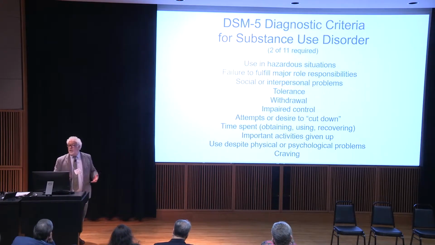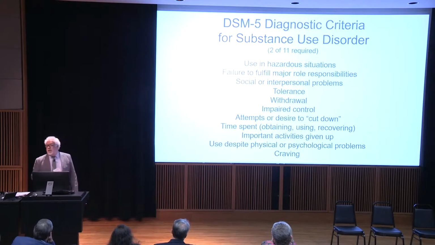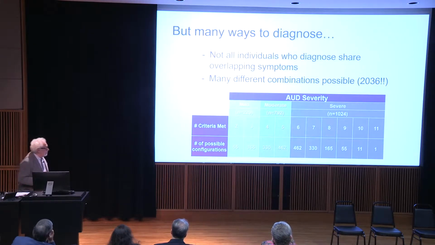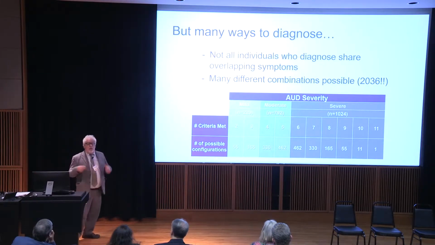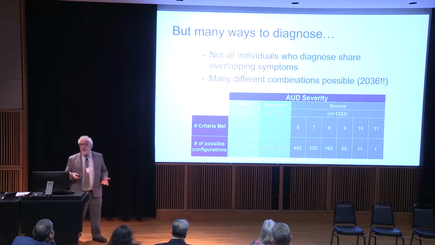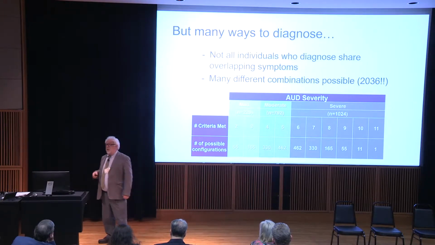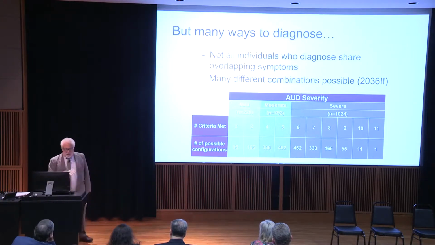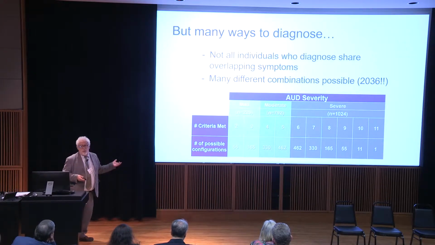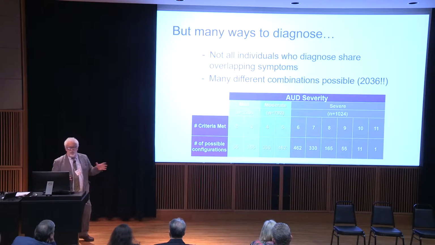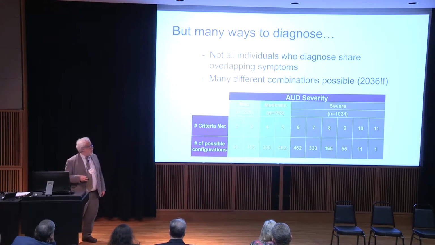It's not to say it doesn't work or it's not meaningful, but within the current DSM-5 classification, two of 11 of these symptoms are required. I just want you to think this through a little bit. It means that with the current diagnostic system, there are over 2,000 ways to diagnose. Even for people who have only two symptoms, there are 55 possible configurations, if you just do the combinatorics.